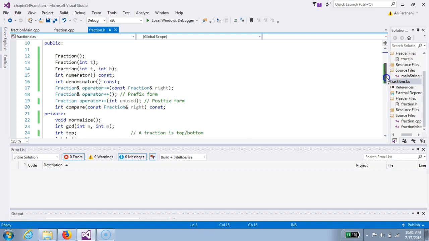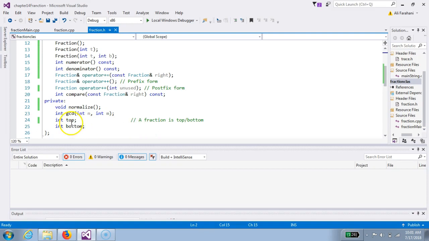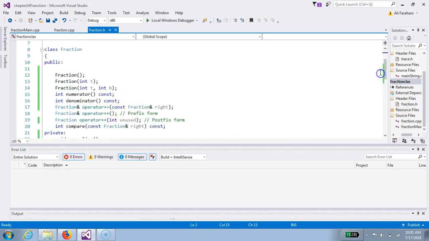The fraction has two private data members, top and bottom, both of them integer. So a fraction is represented by, again, the ratio top over the bottom, right? Top and bottom being the private data members. So going back to the constructors, for example, the constructor in line 14 receives two parameters, t for top and b for the bottom, and creates the fraction t over b.